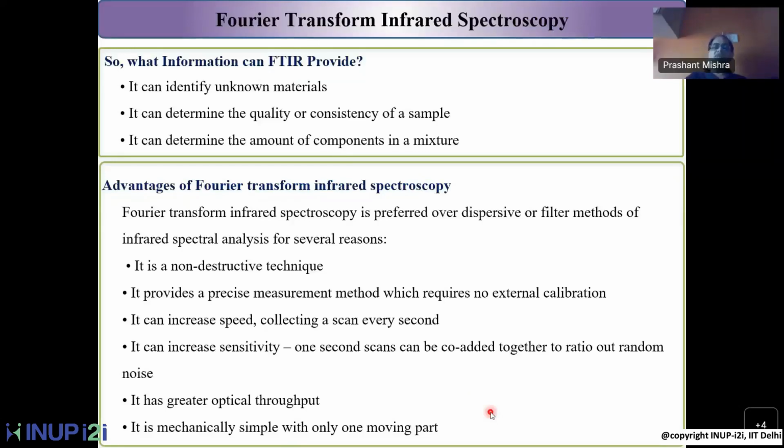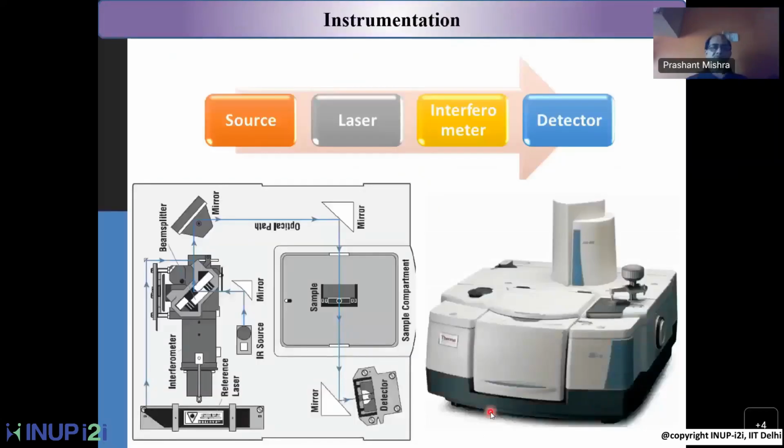what you can discriminate is between the real spectra and noise. So that is the greatest advantage of using FTIR. It is mechanically simple with only one moving part. So that's another important thing which you find in FTIR.